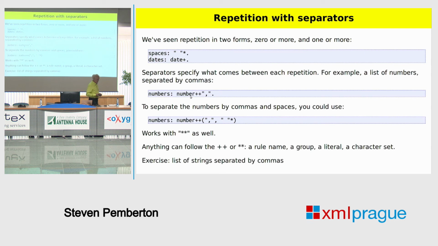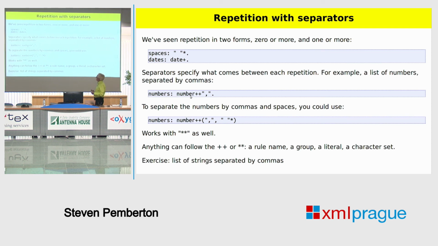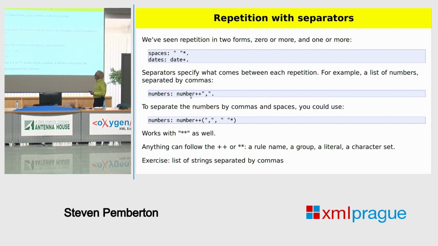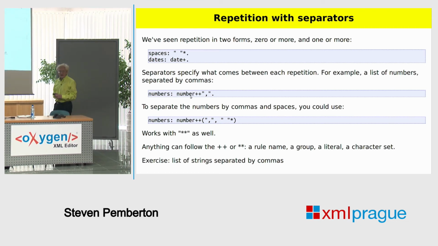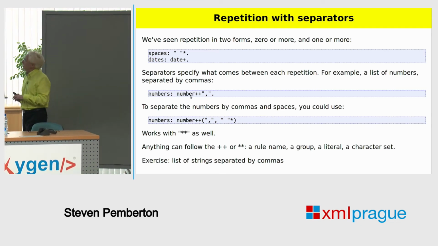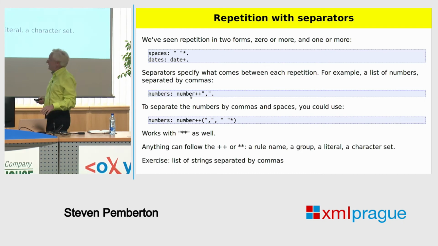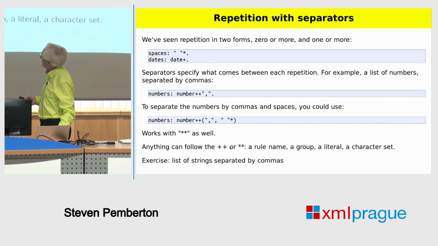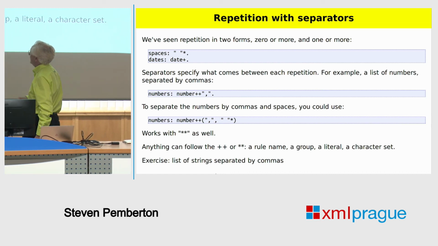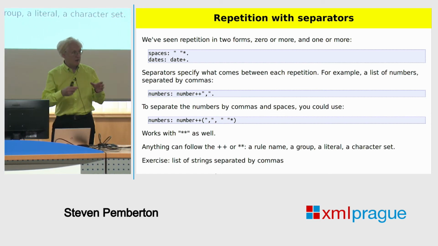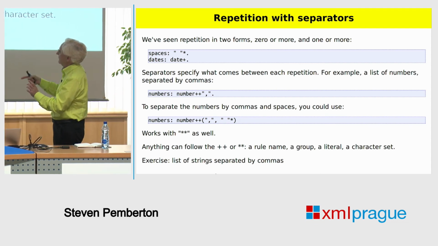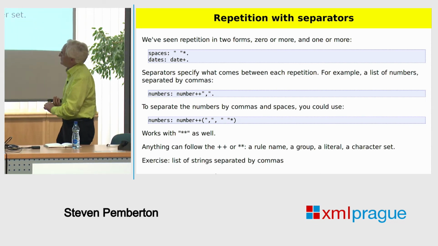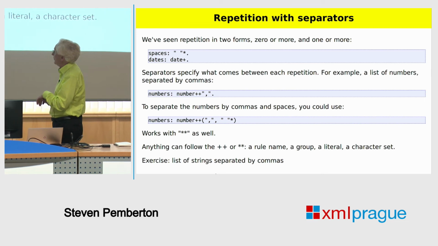Okay, so we've seen repetition for spaces and for dates, for instance, using star and plus. But you can also specify another sort of repetition which says it's repeated with something between it. So for instance, in this case here, we've got numbers separated by commas, and so we do a double plus and then a comma as a string, and then that would just recognize whatever a number is, each one separated from the next by a comma.